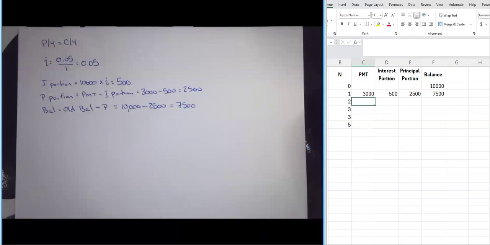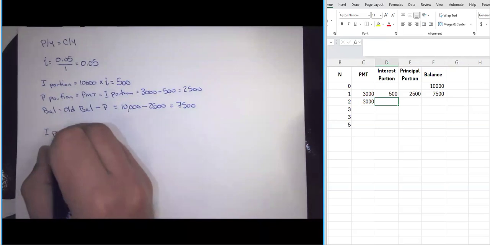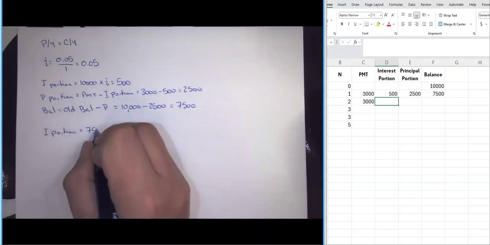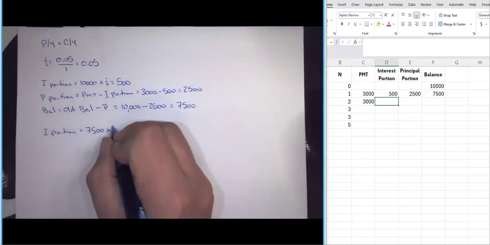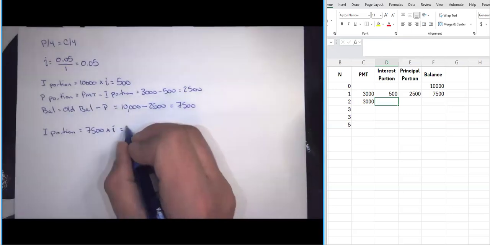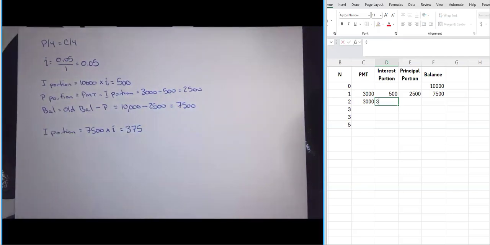Okay, that leads us to making another $3,000 payment at the end of year 2. So for year 2, the interest portion is going to be that $7,500 times I, so that's $375. We can add that to our table.